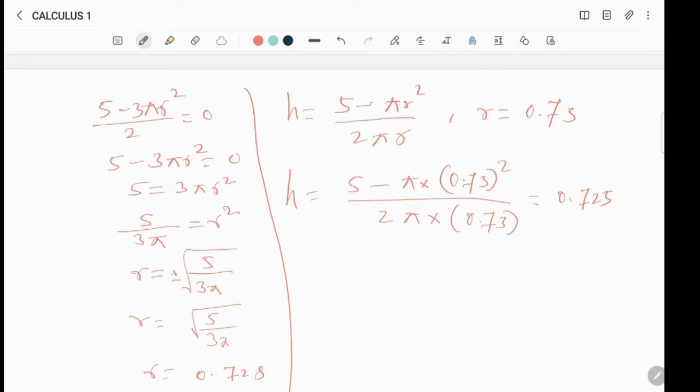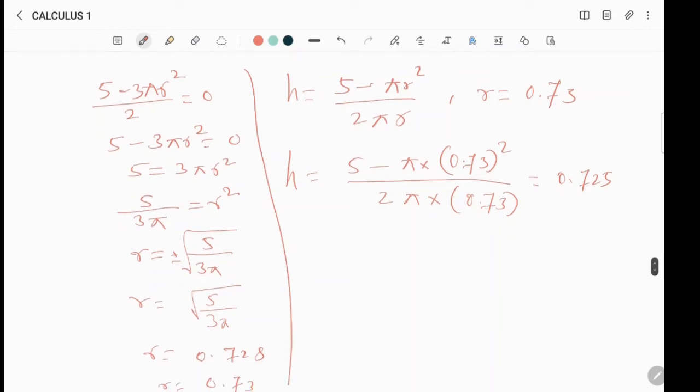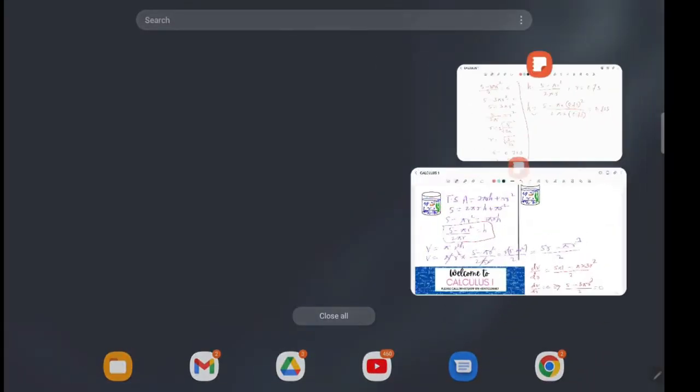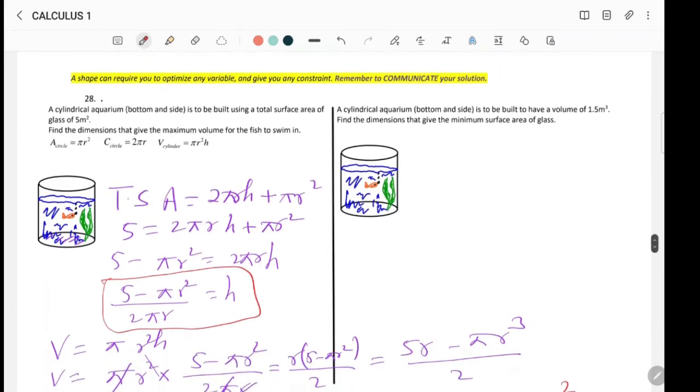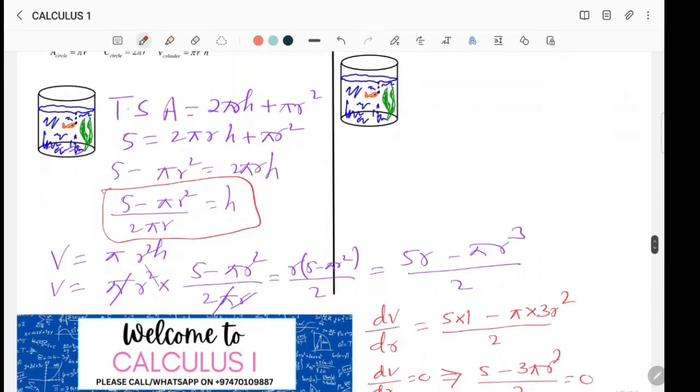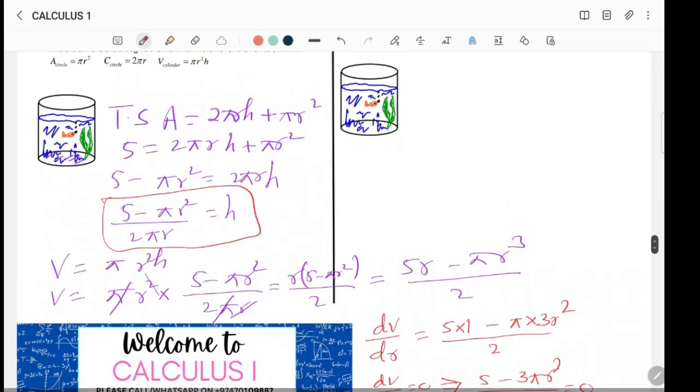So guys, we got height and radius as well, right? Now what's the question? The question says find the dimensions that give the maximum volume for the fish to swim in. Maximum. So first of all, we have to check whether we will get maximum or not.